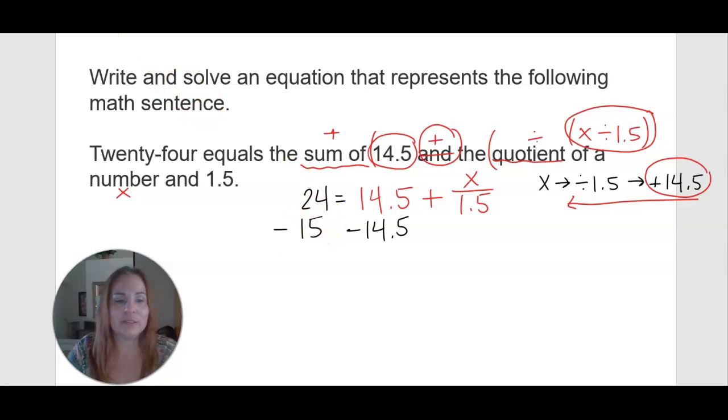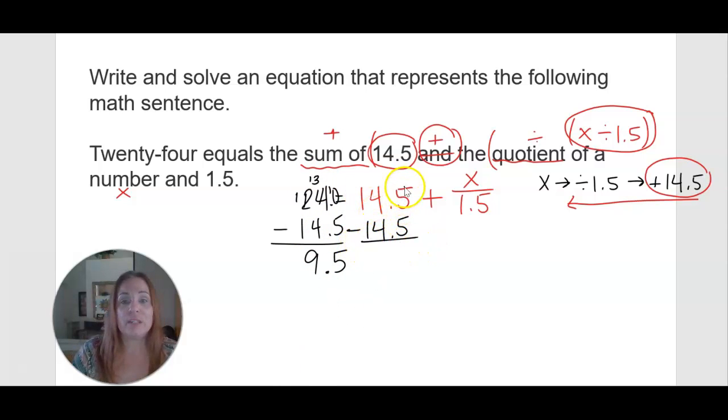Oops, hold on. 14.5. Now I'm going to put a little 0 here, right? So that I can do the subtraction. So I'm going to have to borrow, and that's going to be 5. And then I have to borrow again, and that's going to be 9. So 9.5, right? And when I subtract 14.5 here, it cancels out. Okay, so now I have 9.5 equals x over 1.5. Okay, great. I did the opposite of this. This is done. Check, right?